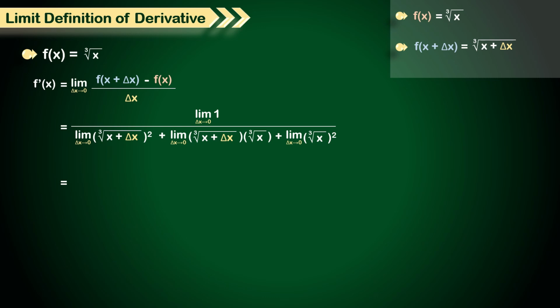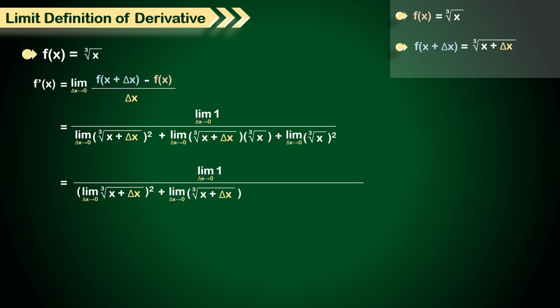Rewrite the numerator over the square of the limit of cube root of x plus delta x as delta x approaches 0, plus the limit of cube root of x plus delta x as delta x approaches 0 times the limit of the cube root of x as delta x approaches 0, plus the square of the limit of cube root of x as delta x approaches 0. Apply the radical property of limit.